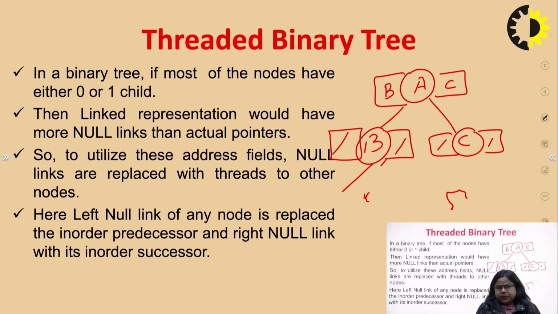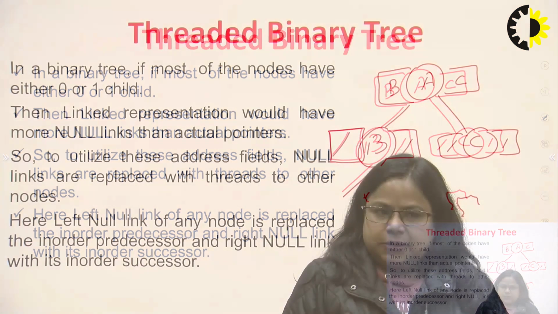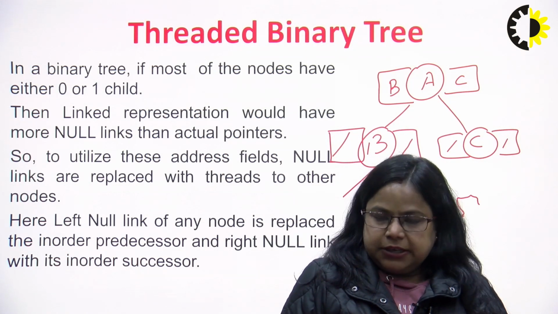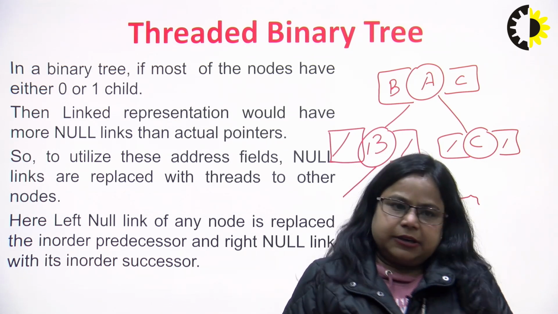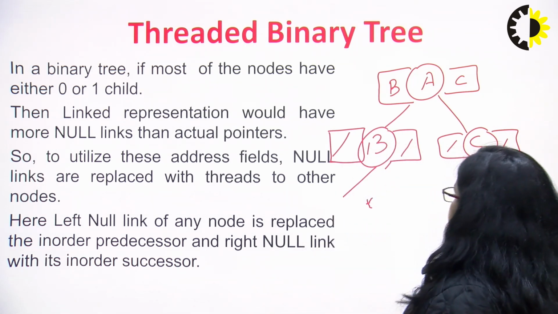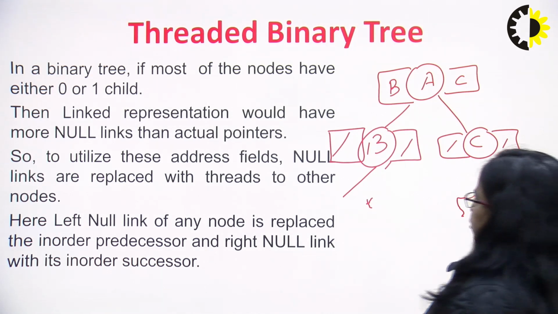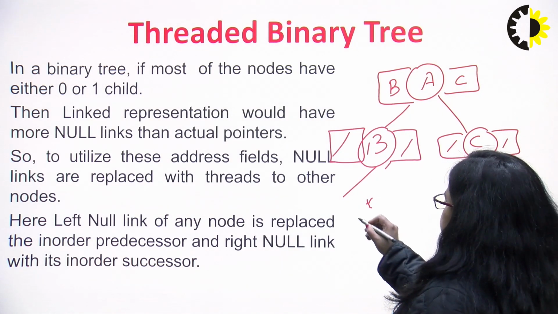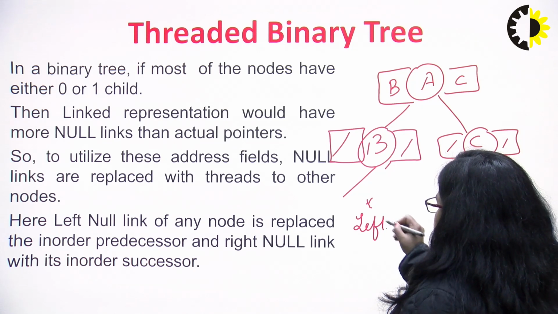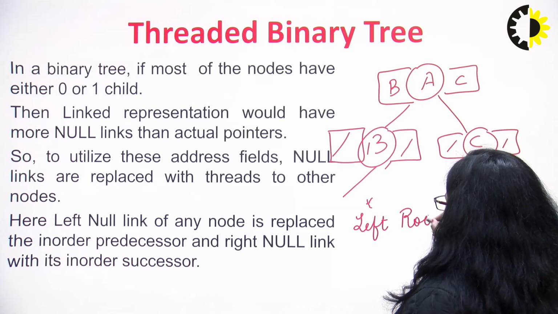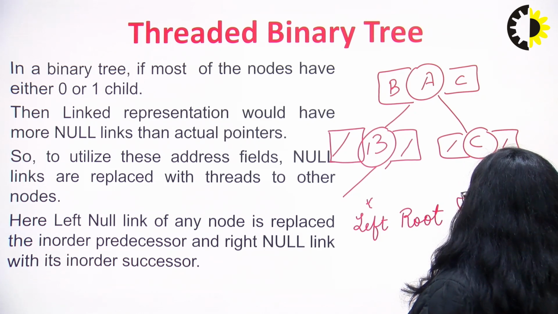Here, when I am talking about the left null link of a particular node, it is being replaced by the in order predecessor, right? And the right null link is being replaced by the in order successor. As we know, in the case of in order, we have to write the left child, then the root node, and then the right child.